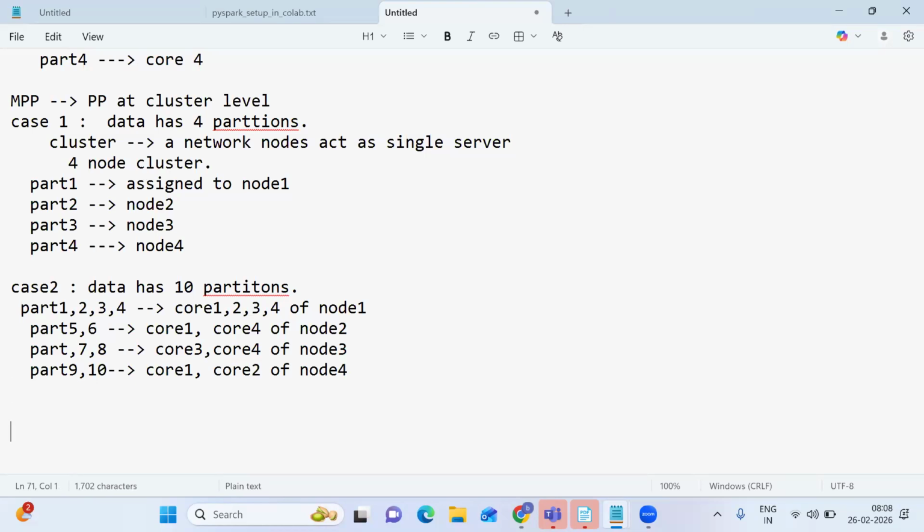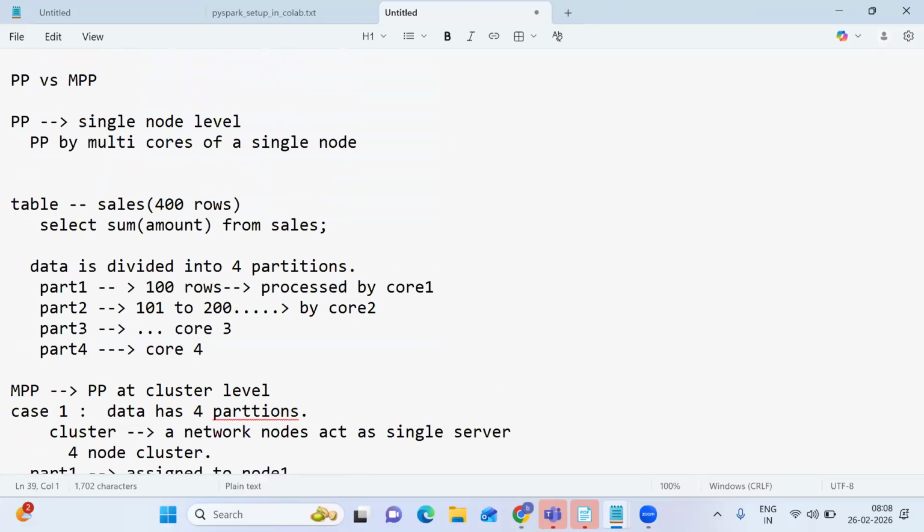Understand? So what is MPP supporting here? Within the single node level, parallel processing. Across cluster level also, parallel processing. That is the difference between normal parallel process and massive parallel process. Understand the point, sir? Sir, online team, are you clear about this point?